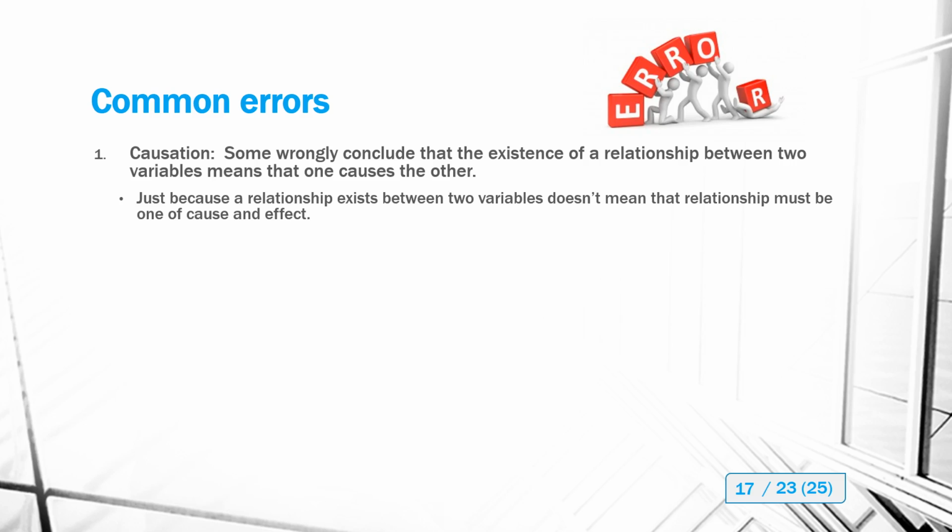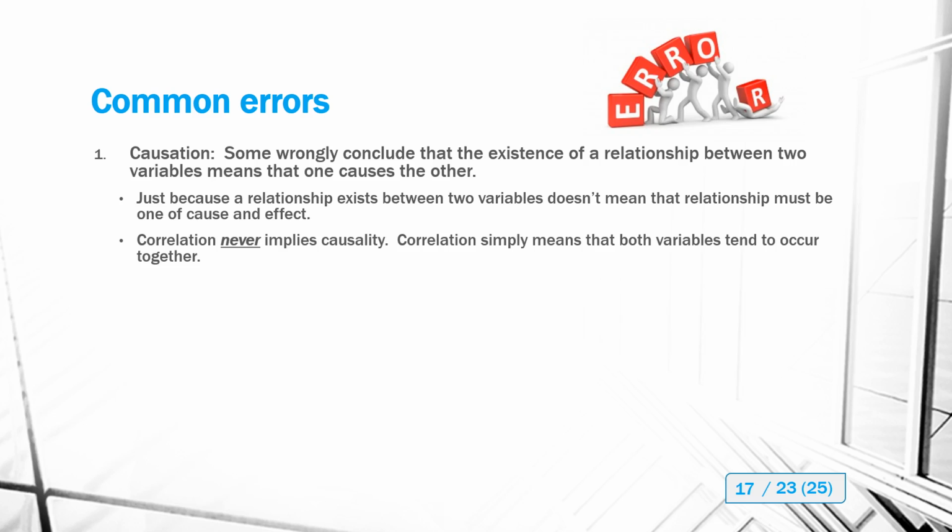Just because there's a relationship between two variables doesn't mean that the relationship must be one of cause and effect. Correlation is simply saying there's an association between the two variables. It doesn't say anything about what that association is. So correlation never implies causality. Just because two variables occur together, that's all the correlation is saying. When you see one, you tend to see the other. But that's not saying that one causes the other. That's a very, very different ballgame that you're playing when you make that conclusion.